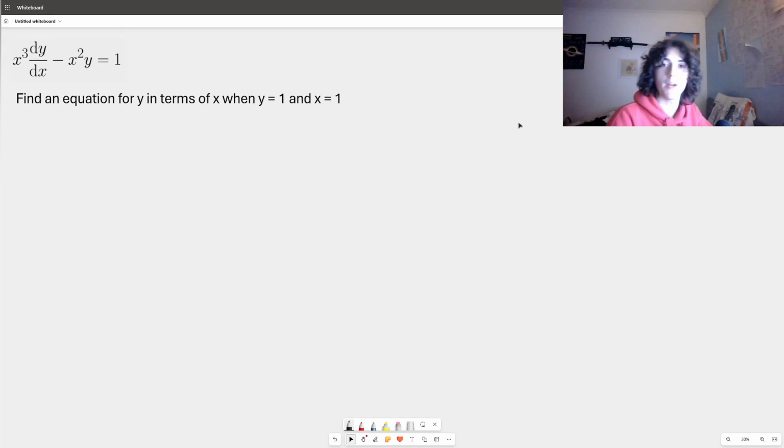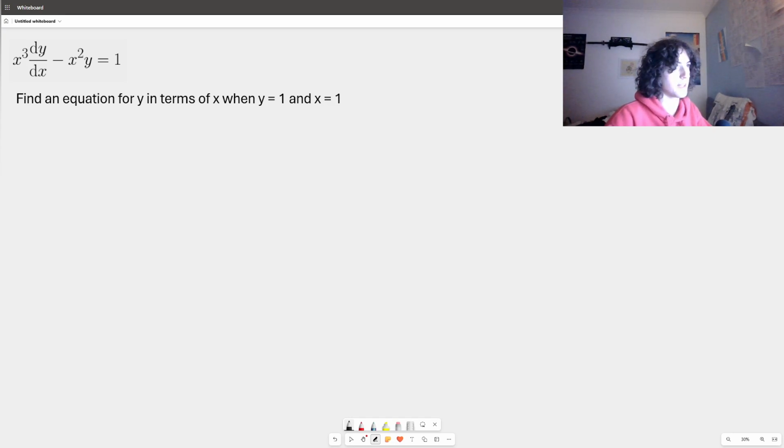So let's work out a particular solution question. This is the last example that I have, and this is where we're going to calculate an equation for y in terms of x, when y is equal to 1 and x is equal to 1. This is also known as a particular solution. In this case, we are going to get a value for c.